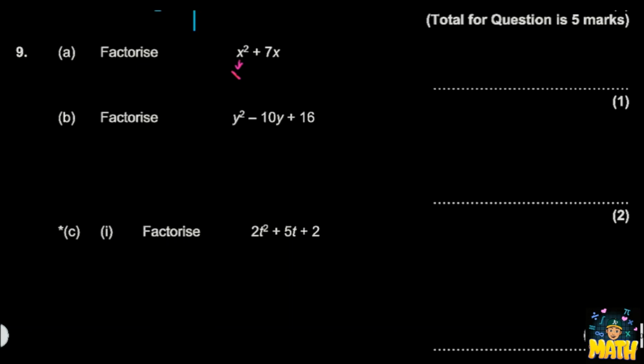Factorize x squared plus 7x. So I'll write the x squared as a dot product and then identify the factor that is common. In this case, it's the x. And when I factor that out, I remain with 1x on the first term. And on the second one, I remain with a 7 right there.